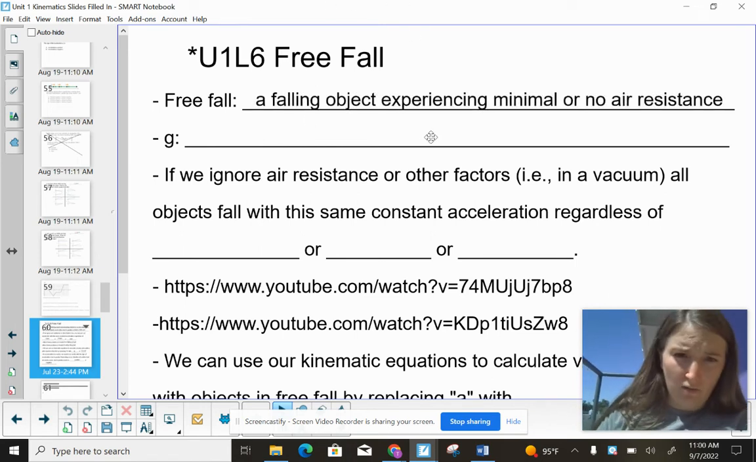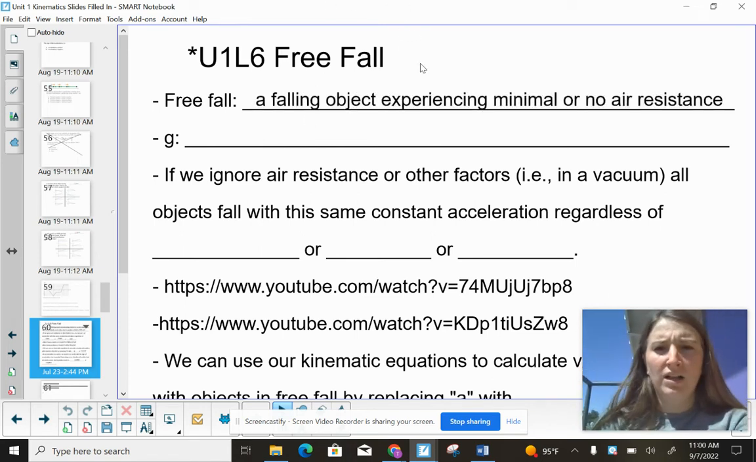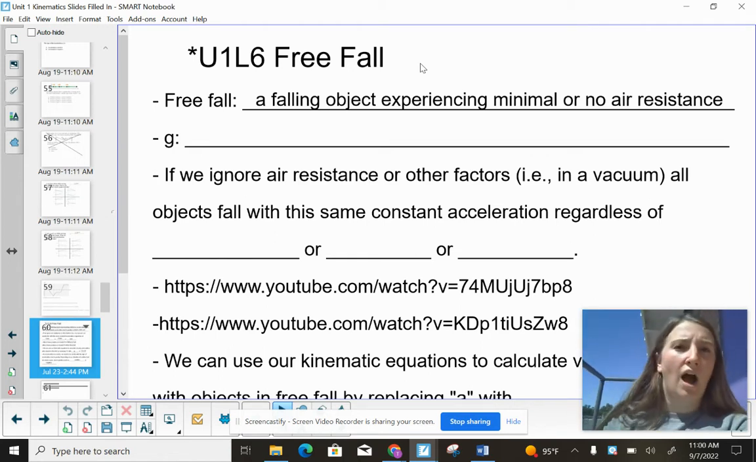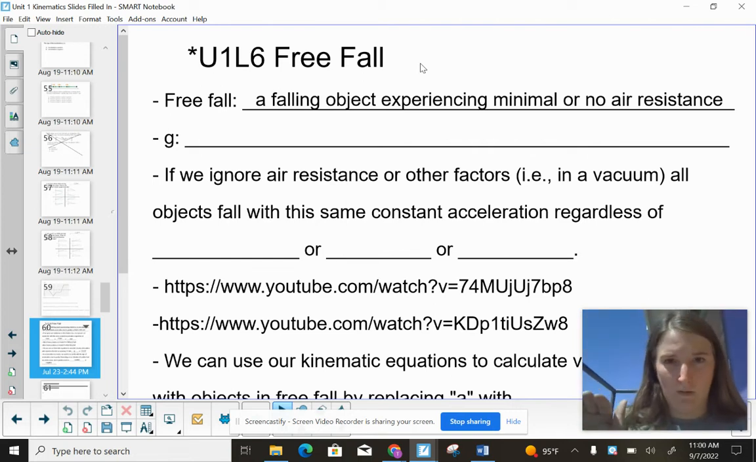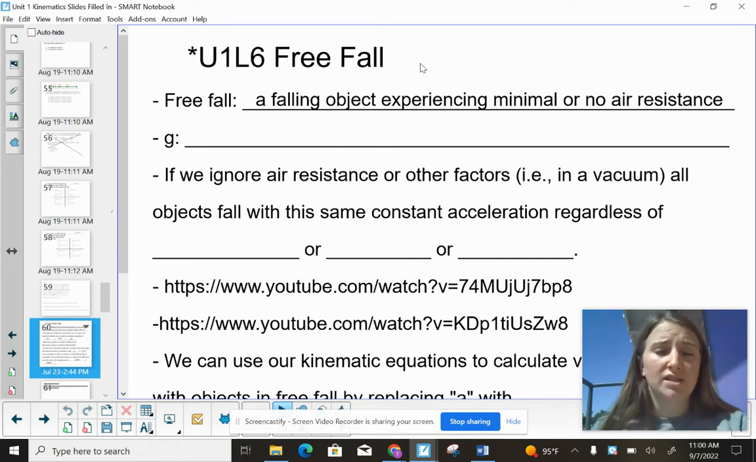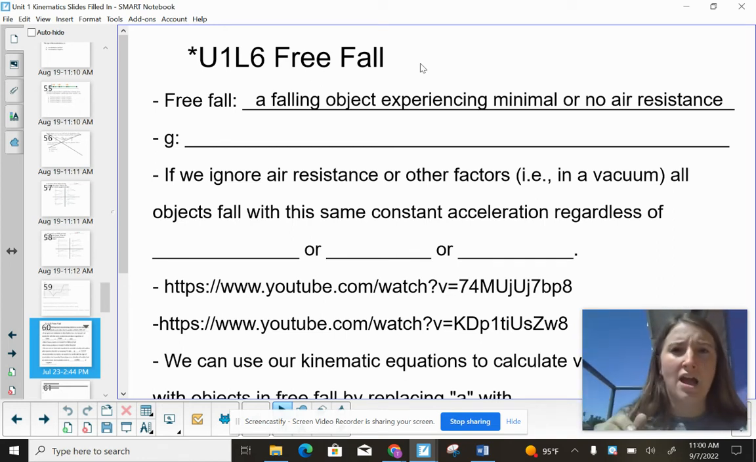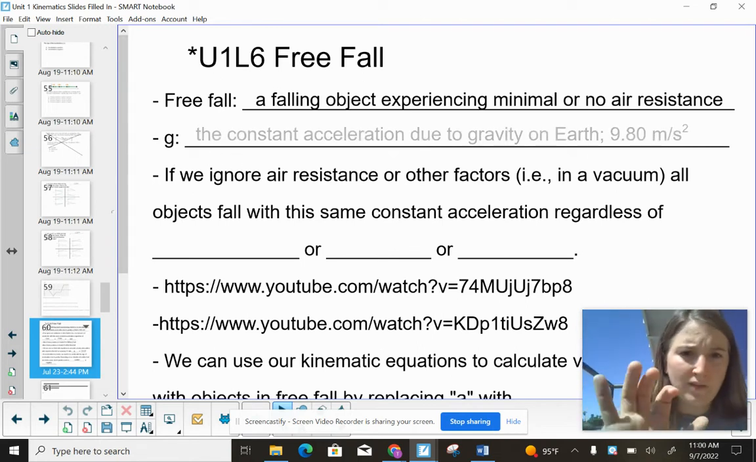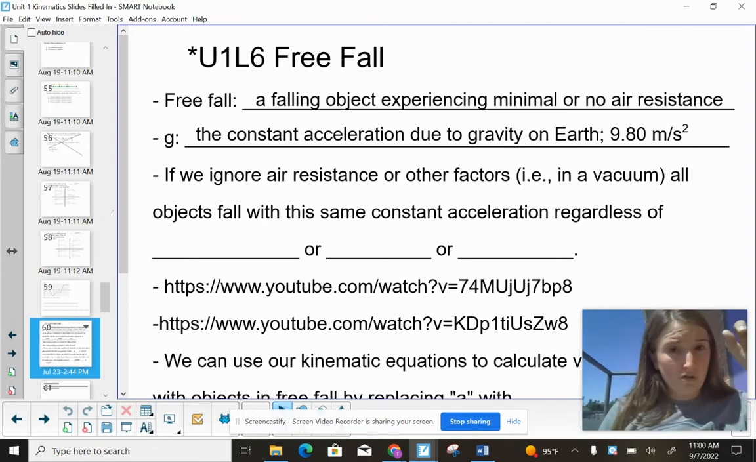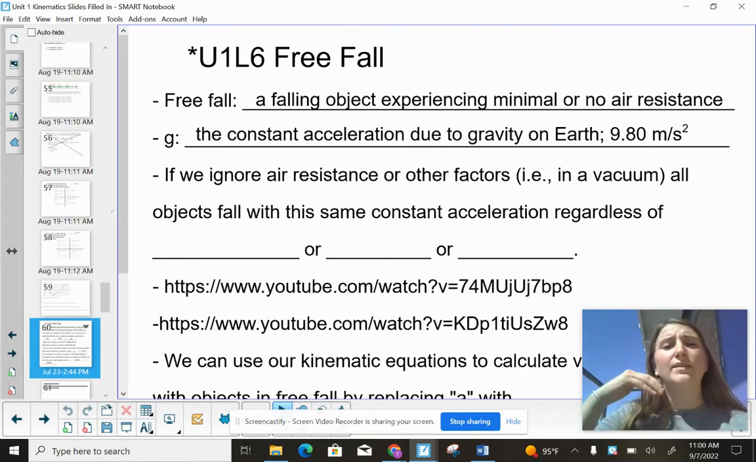And so free fall, whenever they talk about something falling in free fall, it's in particular experiencing minimal or no air resistance. Very often in this course, we're going to say there's no air resistance because that complicates things a lot. So most of the time we're going to assume, or it's going to say falling with no air resistance. Now we have a little constant here, g, which is the constant acceleration due to gravity on Earth. So on Earth, our acceleration due to gravity is 9.8 meters per second squared. And again, what that means is as something drops, it goes faster and faster.